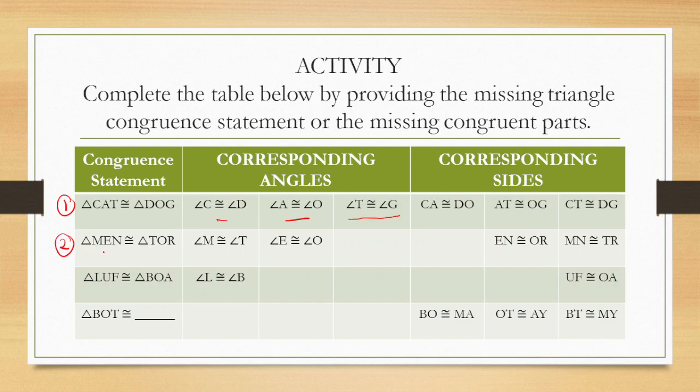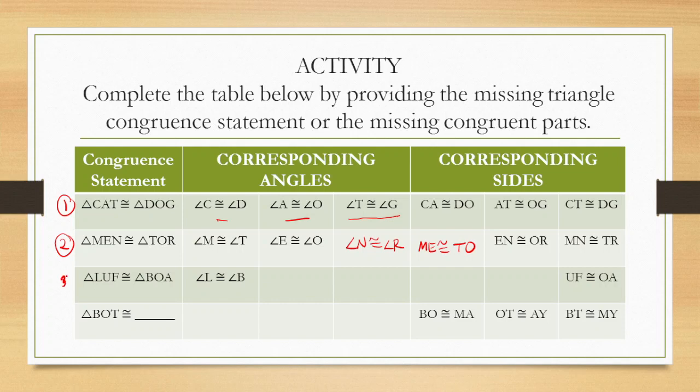Now let's proceed with number 2. Triangle MEN is congruent to triangle TOR. We have angle M congruent to angle T and angle E congruent to angle O. What is the missing corresponding angle? Yes, Cherilyn. Okay. Then what about the corresponding sides? We have side EN congruent to OR, MN congruent to TR. What is the missing side here? Missing congruent side. Yes, Misha. All right. So side ME is congruent to side TO.